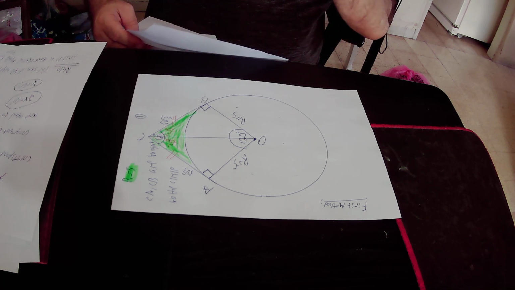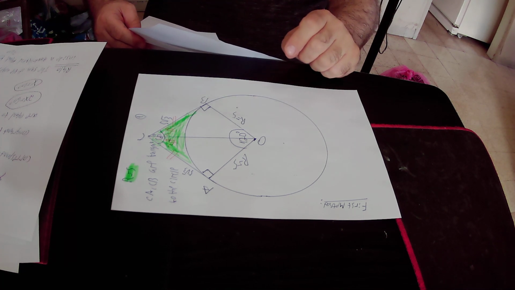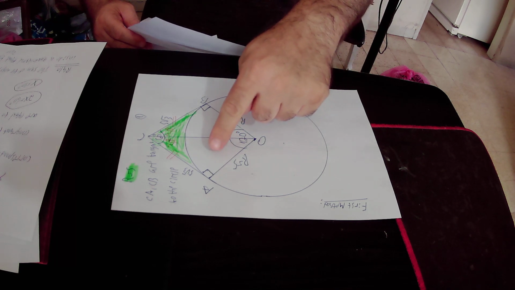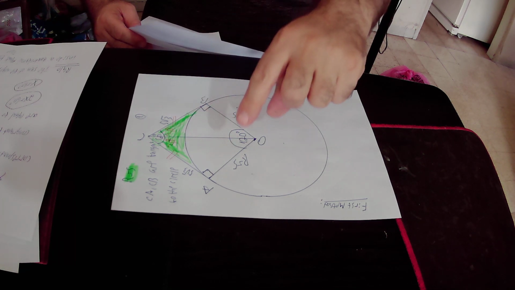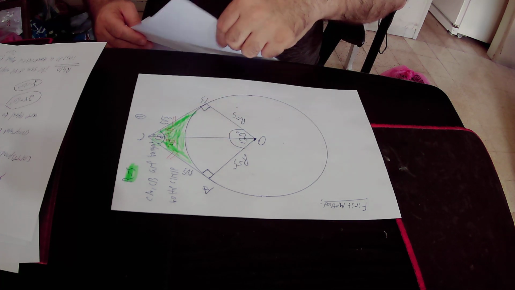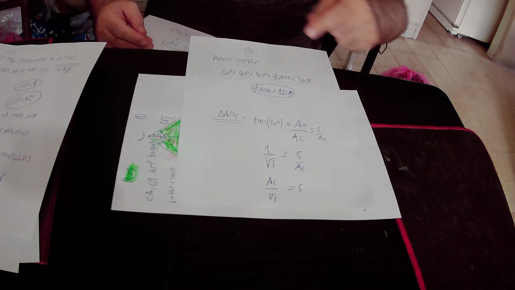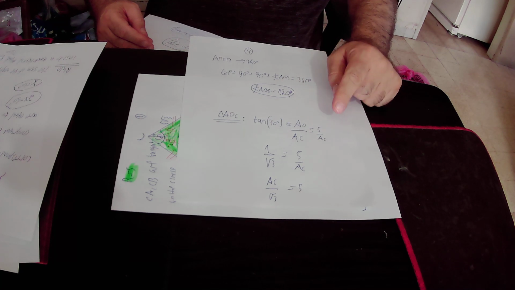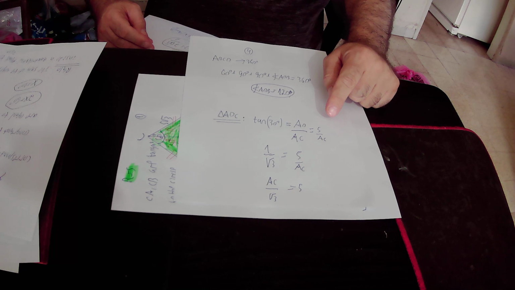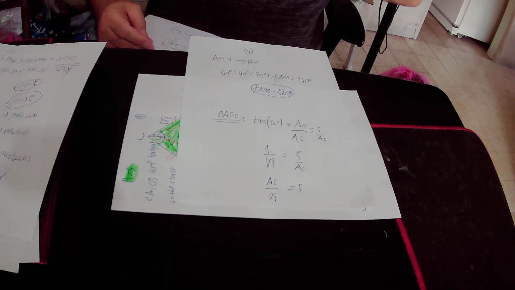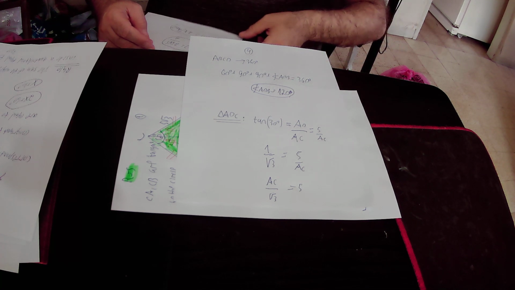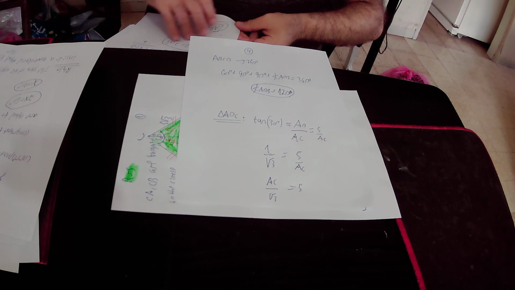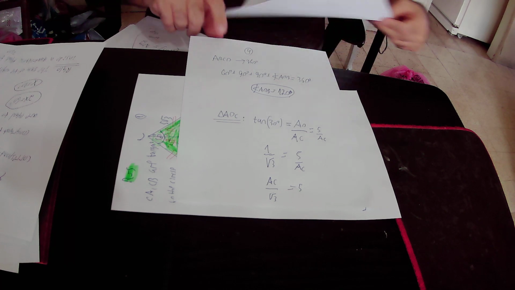And in triangle AOC, we know that tangent 30 degrees equals AO over AC. Tangent 30 degrees equals AO over OC, that is 5 over OC, because AO equals 5. And we know that tangent 30 degrees equals 1 over root 3. So from this simple equality we got that AC equals 5 times root 3.